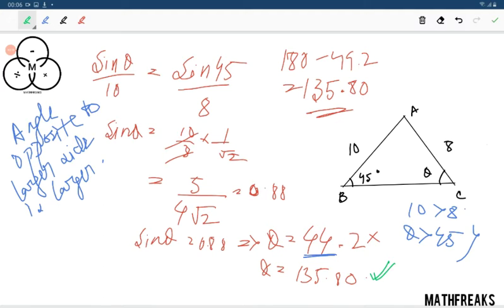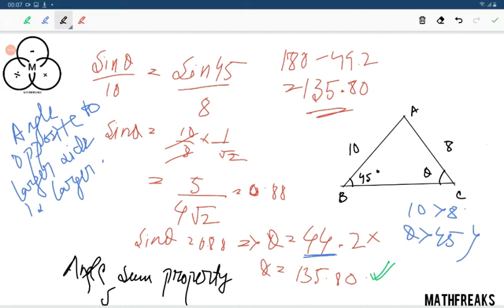While doing so, we have to ensure that the angle sum property of a triangle is not violated.